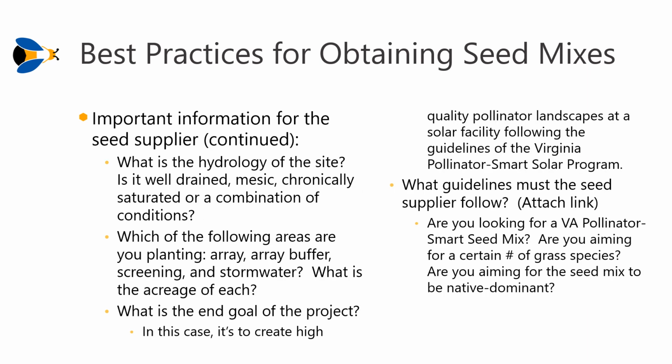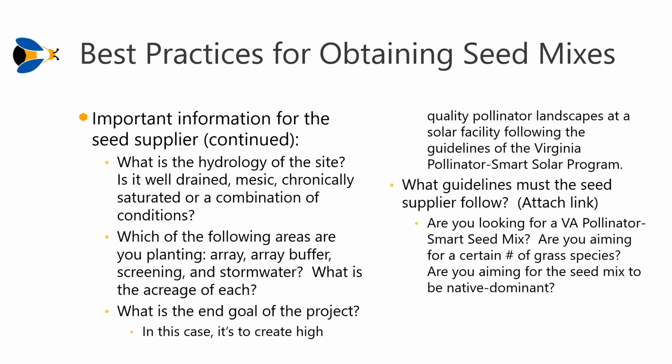The seed supplier will also need to know what the hydrology of the site is. Is it well-drained, mesic, chronically saturated, or a combination of conditions? Which of the following areas are you planting? Within the array buffer, the screening area, or stormwater areas? And what is the acreage of each? What is the end goal of the project?